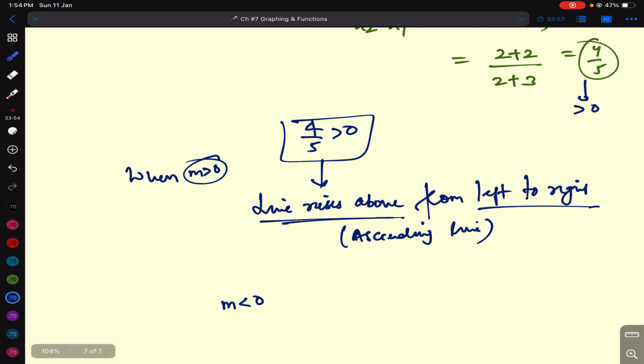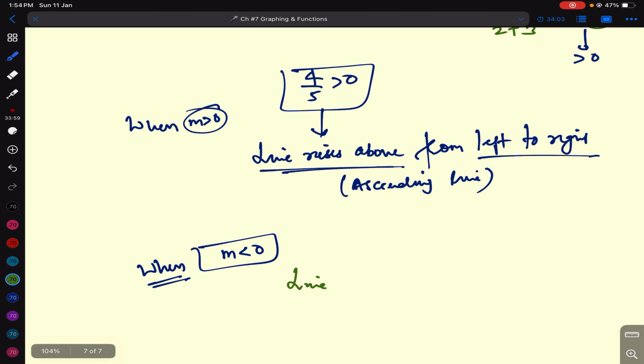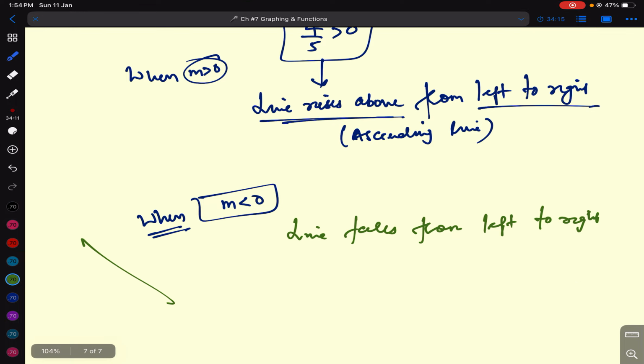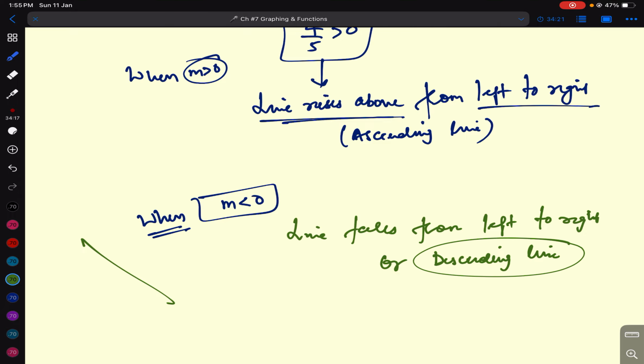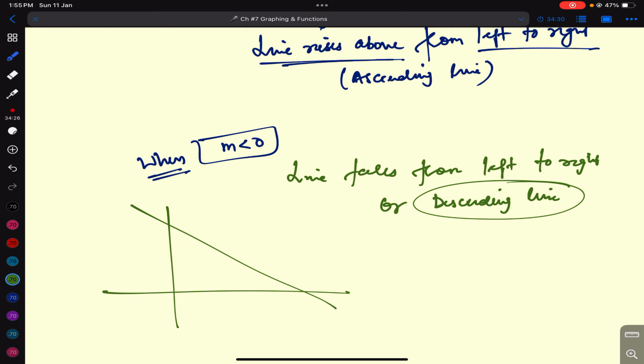Similarly, when slope is less than 0, the same line falls from left to right. So when I say fall, it is something like this. Or you can also say that as a descending line. Clear? If I have to draw the graph, let me draw it properly here. It is going to be something like this. So this is your example of a descending line or falling line from left to right.